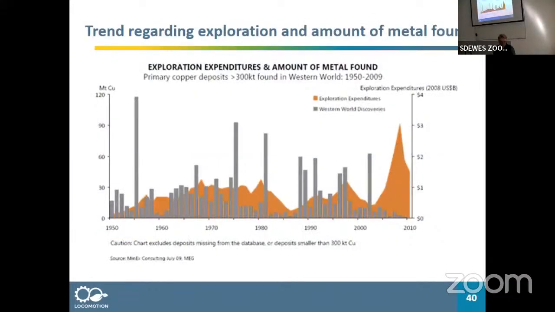What are the trends that we're seeing regarding exploration and amounts of metal found? We can see that the amount of copper deposits that we discover is not as high as it used to be in the past, despite the fact that exploration efforts and exploration expenditure are rising quite a lot. That means we are on the way to discovering all possible deposits that are mineable and economically viable. Nevin will maybe have a comment on that later.